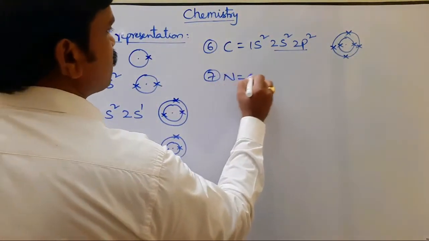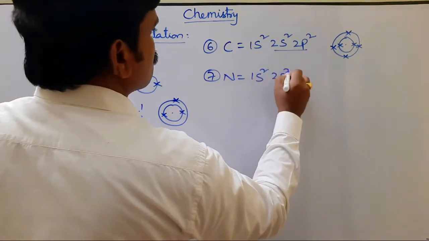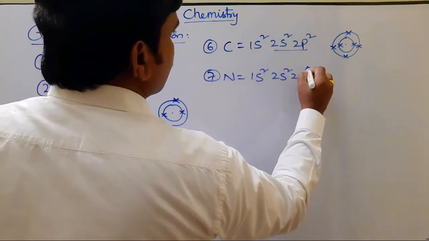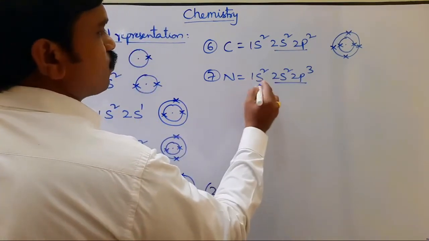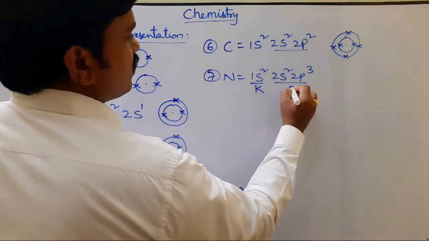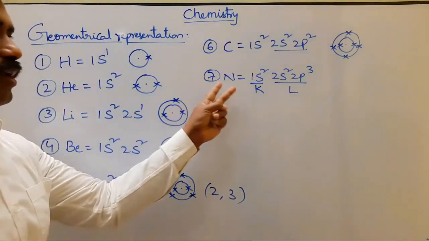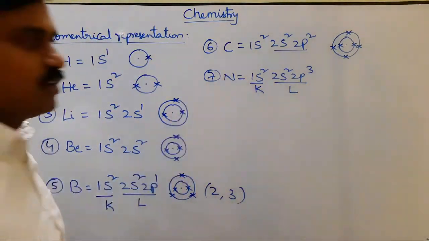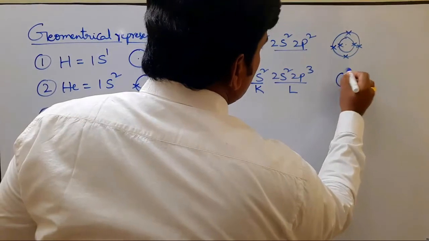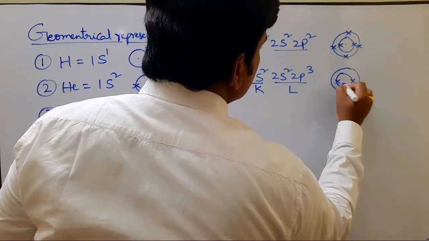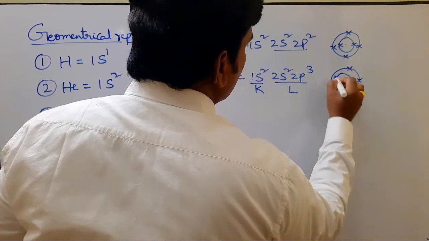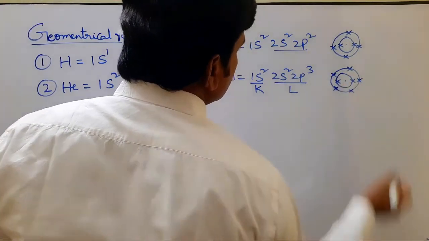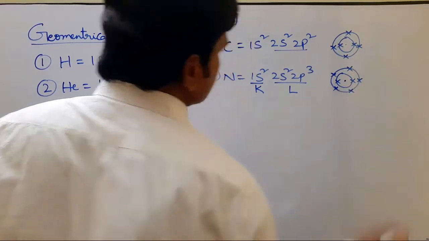Seventh element is nitrogen. Its electronic configuration we know already: 1s2, 2s2, 2p3. So first shell, second shell. The first shell is known as K shell. This is K shell. This is L shell. Now representation is first shell is having 2 electrons, second shell is having 5 electrons. 1, 2, 3, 4 and 5. This is the nucleus. The central point of an atom is known as nucleus.